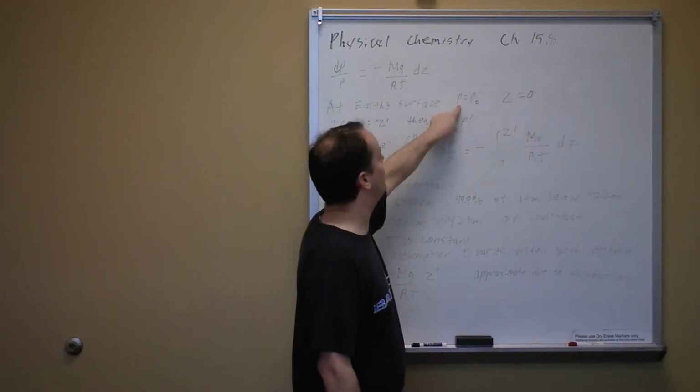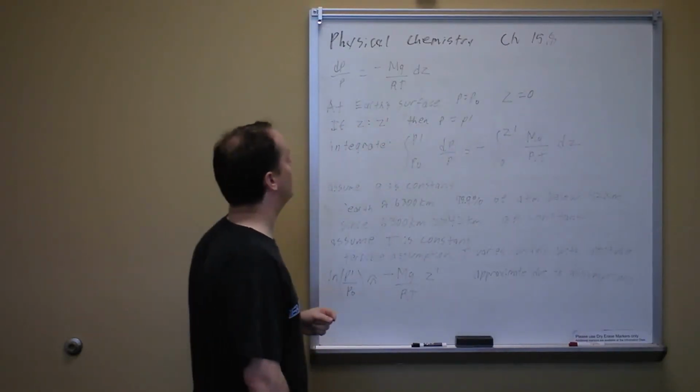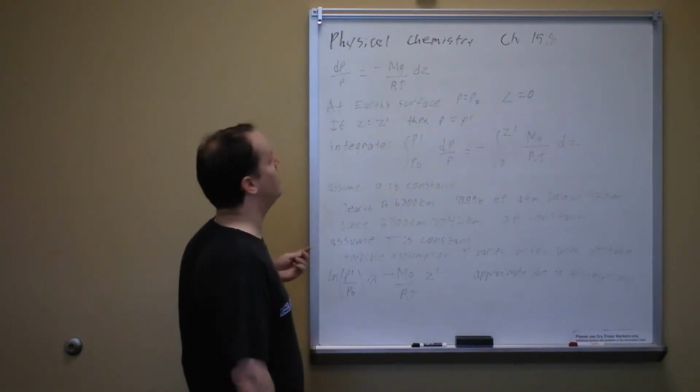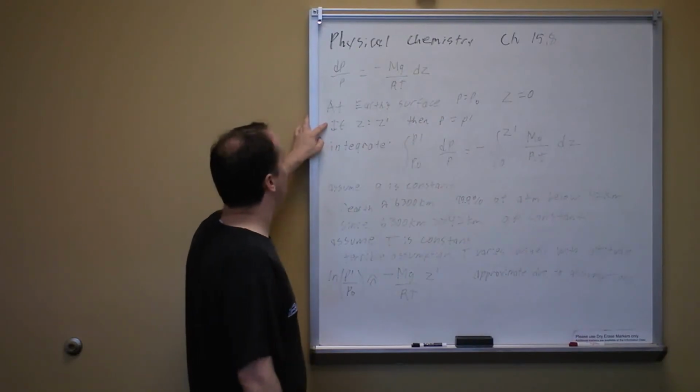Now we're going to set a reference point for potential energy at Earth's surface. So we're going to say the pressure at Earth's surface is P0, and the height at Earth's surface is Z0. Potential energy is always arbitrary, but Earth's surface is a convenient reference point.